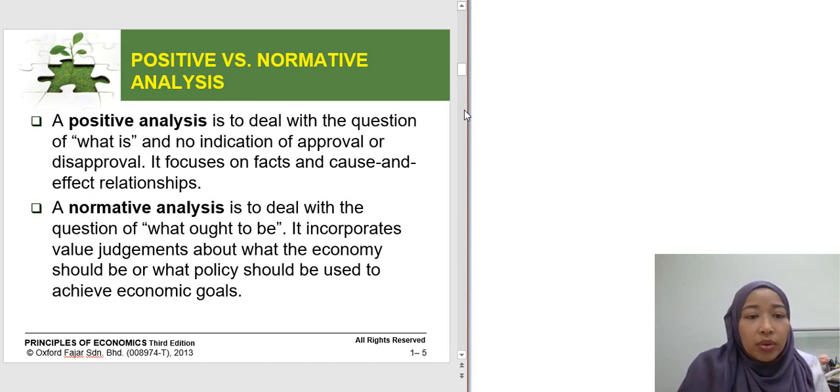So what do we mean by positive analysis or positive statement? It deals with the question of what is. There is no indication of approval or disapproval. So we are talking about facts, cause and effect relationships.